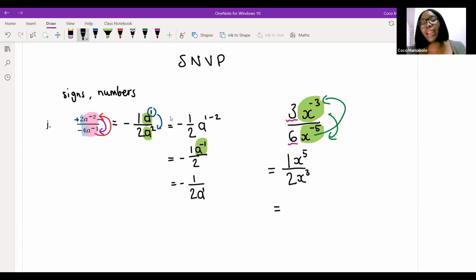Okay, now I'm not done, Yasmin, because I have an x here and an x here. And if I have bases that look the same and we're dividing, what do we do with the bases? I mean, what do we do with the exponents? Subtract. We subtract. Excellent. So I'm going to get 1/2, and then I'm going to keep my base x. And then I always subtract the top exponent minus the bottom exponent. So I'm going to have x to the power of 5 minus 3. And this is going to give me x squared over 2.